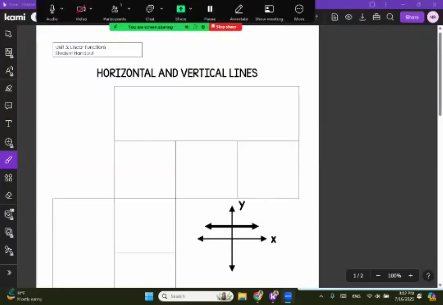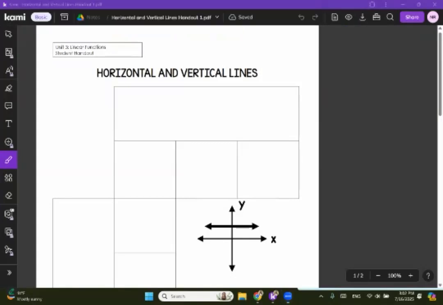We're officially in Unit 3. I hope you guys are ready because that just means I'm about 1 week away, or maybe 2 weeks away, from being back in the classroom. So I hope you're ready.